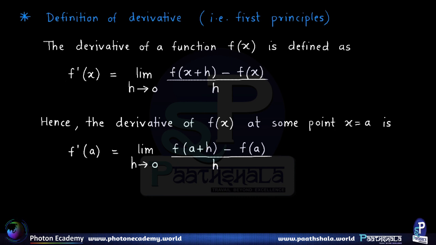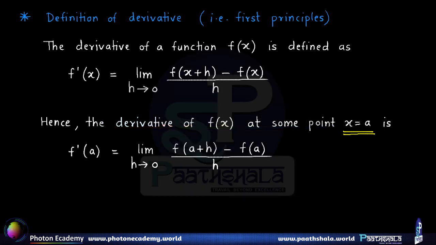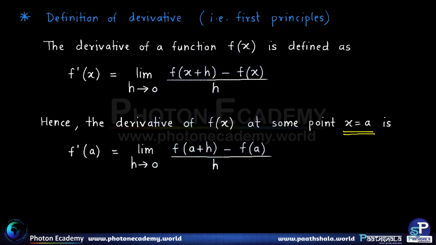Now the definition which we have seen is a very general definition in terms of x. If we want to find the derivative of f of x at a particular point, say x equal to a, then we simply replace x with a in the above definition. So we write it as f dash of a equal to limit of f of a plus h minus f of a, whole upon h, as h tends to 0. Whenever we are asked to find the derivative of a function using first principles, we basically have to evaluate this particular limit.